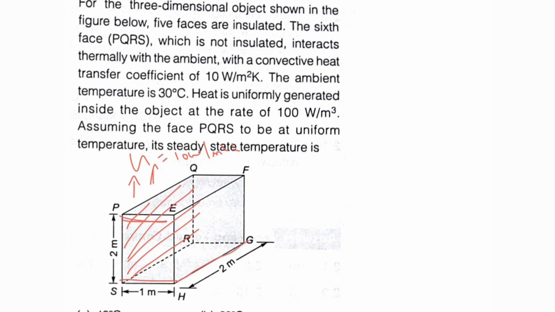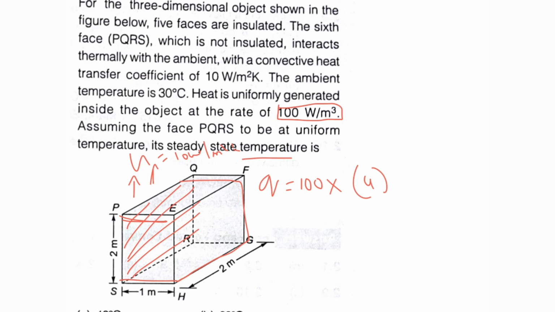Uniform amount of heat is generated, that is 100 watt per meter cube. Assuming the phase PQRS to be at uniform temperature, that is we are assuming that it is a steady state, they are asking us to find out the temperature. Let us find the amount of Q generated. Q generated is 100 into volume. Volume is 2 into 2 into 1, that is 4. This is the total amount of heat generated.